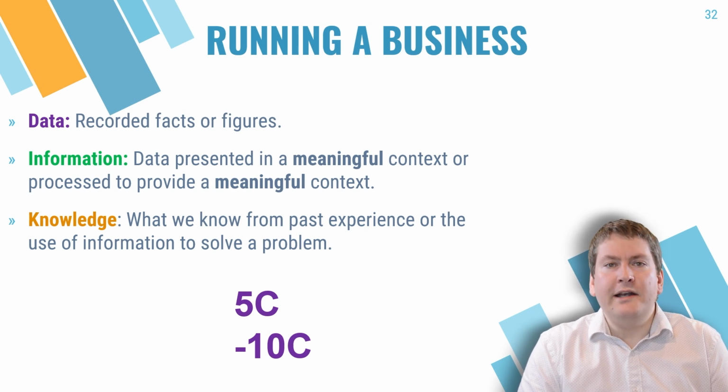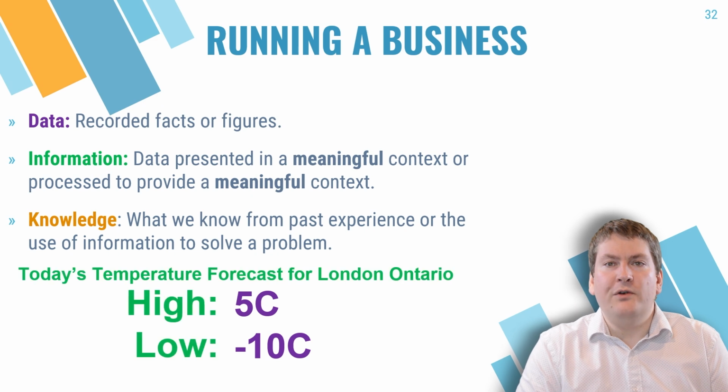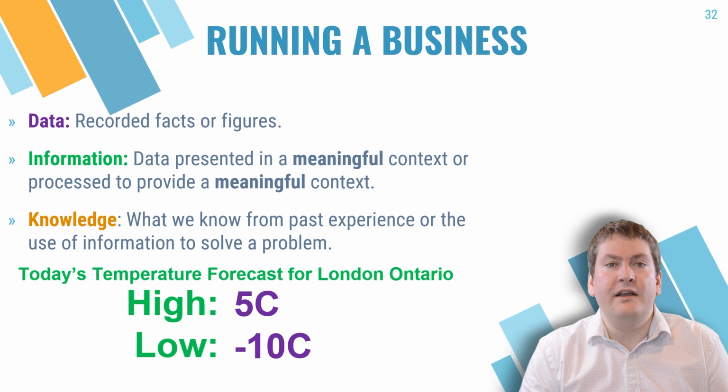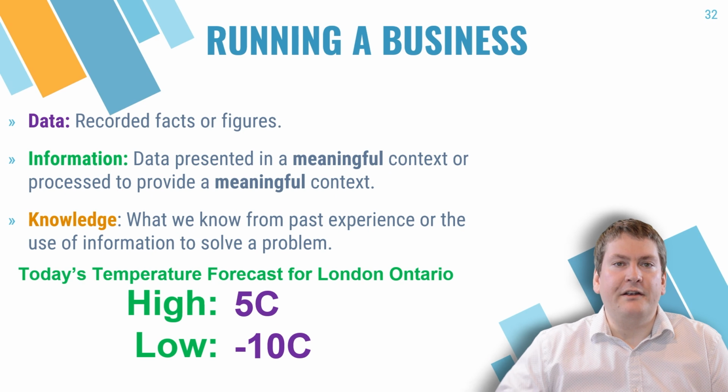When we add context to the data, we get information. For example, if we add the context that these are temperatures, are the high and low for today's forecast, this data becomes information, and is far more valuable and useful as we have added both relevance, this is a forecast, and a time frame, it's today's forecast. That means this is also timely information. Without context, data is just meaningless numbers and figures.